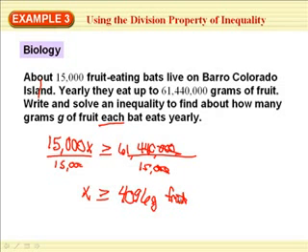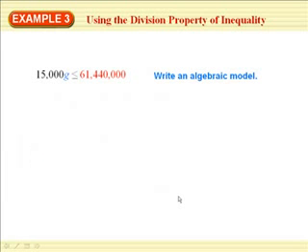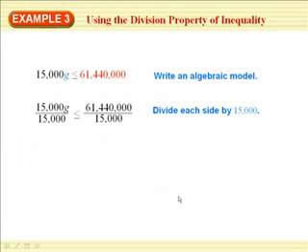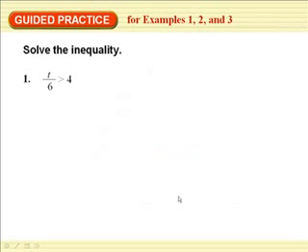Well, it's a lot of fruit. I don't know how big a gram is. A gram's not that big, but still. Wow. They did the same thing. They divided, 4,096. All right, so let's solve these inequalities.